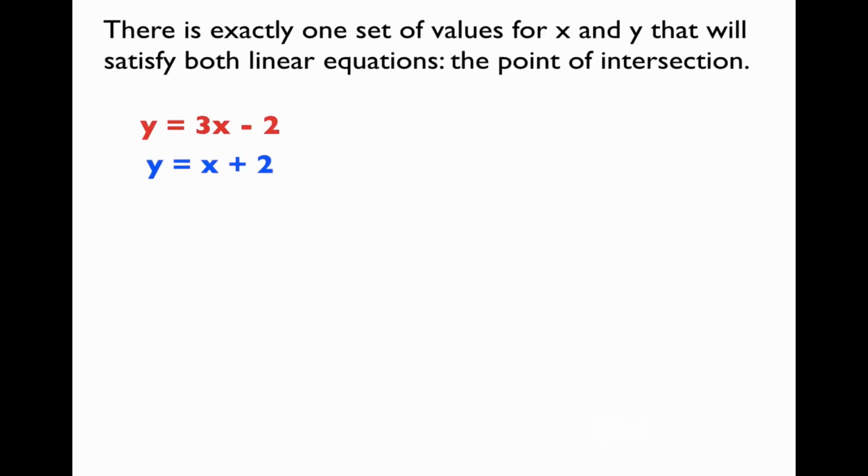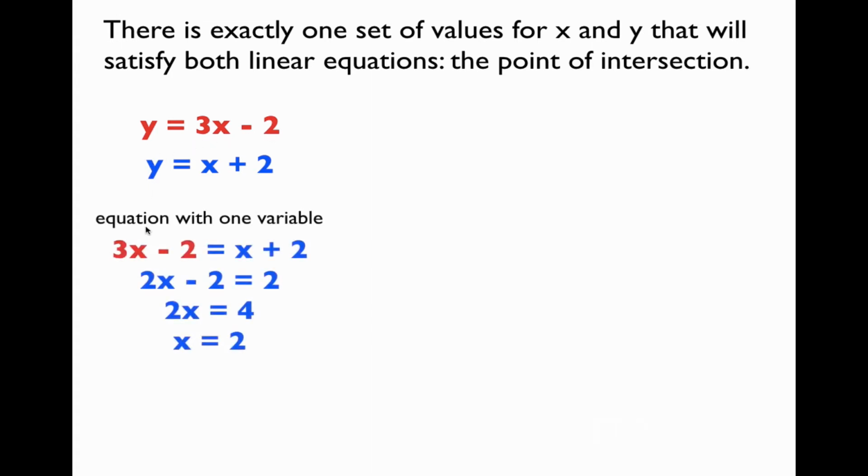Well, that brings us to our first method, the substitution method. If you recall, the property of substitution is basically when one value is equal to another value, those values can be substituted for each other. So here we have two functions, y equals 3x minus 2 and y equals x plus 2. Anywhere we see y, since both of these y's at the point of intersection equal the same value, we can replace the variable y with the expression of what y is, 3x minus 2.